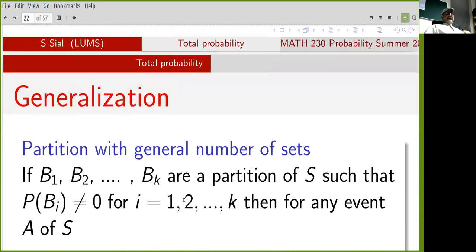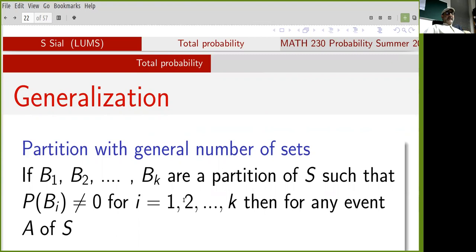Now we can generalize this. In the previous example, we were talking about partitioning the sample space into two sets, right? There's F and F prime. The union is S, and they don't overlap. They're disjoint. But in principle, you could do it in different ways. Okay, so let's say that there are K non-empty sets, B1, B2 up to BK. The probability of any of those events occurring, the BIs, is not equal to 0.